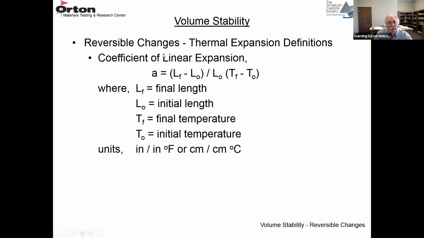Just rewriting this equation for thermal expansion into a much simpler form. A equals the final length L sub F minus the initial length L sub 0, divided by L sub 0, the initial length, and that's divided by the difference of the final temperature minus the initial temperature. So T sub F minus T sub 0. And again, this has the same units.